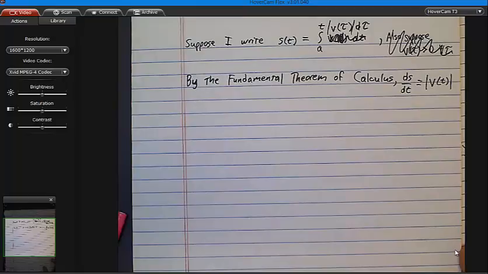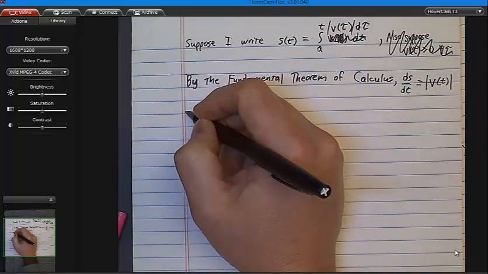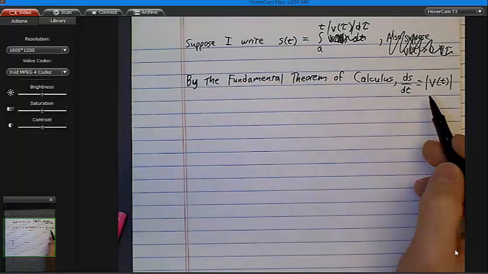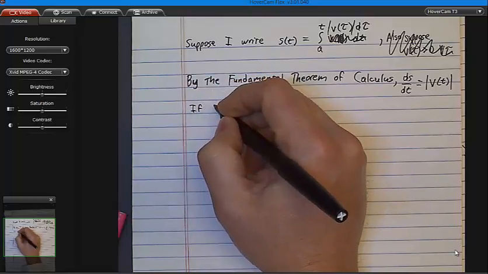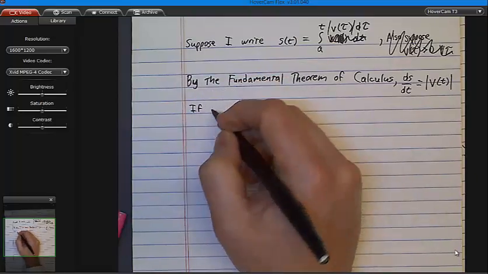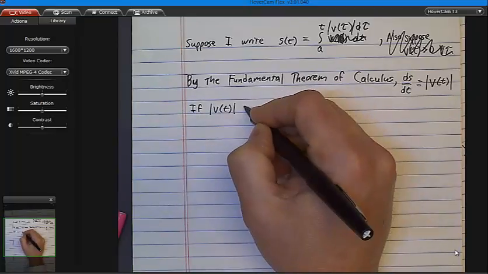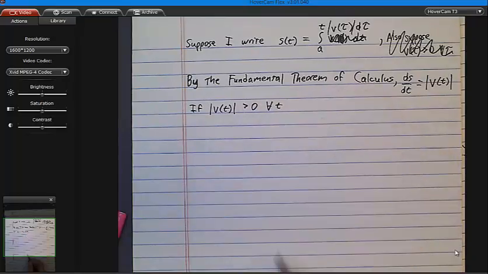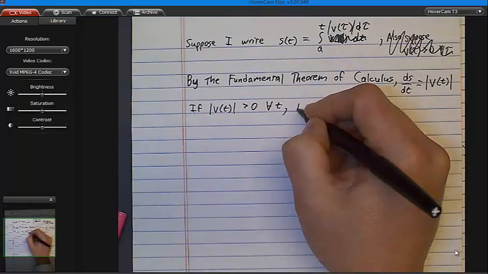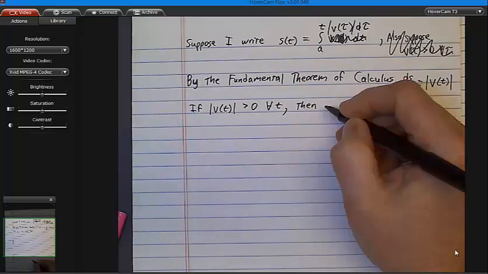So now let's suppose the absolute value of v of t is greater than 0 for all t, we already know it's greater than or equal to, then what can I say about s of t?